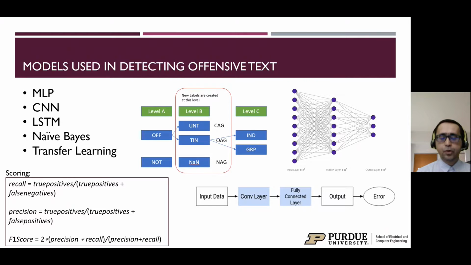The block diagram shows how the second OLID data set is customized in order to be used with the models created from the first paper, so that we don't have to rewrite all the models again. The second paper's OLID database actually classifies it into three levels, but I have used only level B and made the unintentional and intentional posts as CAG and OAG and the non offensive posts as NAG. We use three different scoring methods to find if the models are really good. One is recall, as shown here in the three different positions.